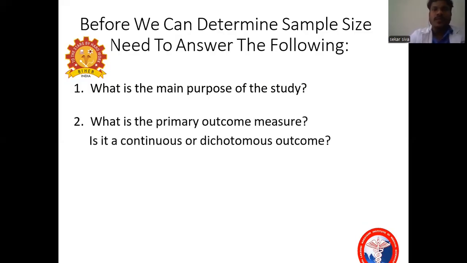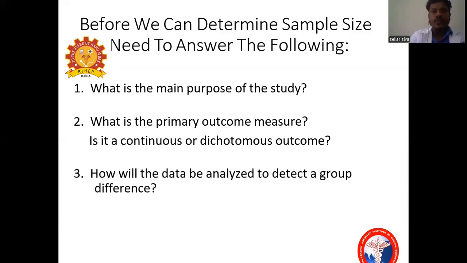And what is the primary outcome measure? Is it continuous or dichotomous? For example, incidence of foot ulcer among diabetics should be dichotomous, yes or no. Foot ulcer present or not. What is the primary outcome measure? Is it continuous or dichotomous?